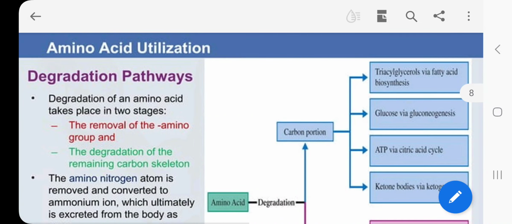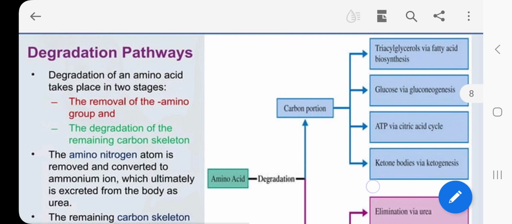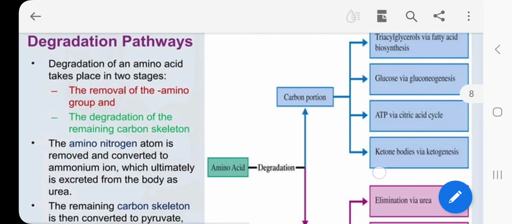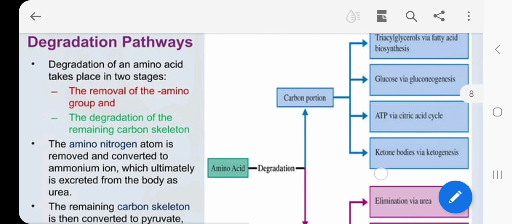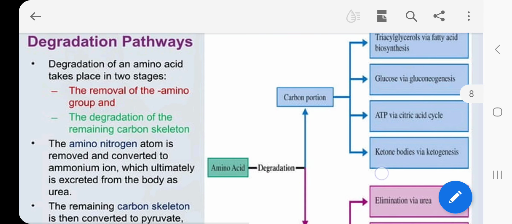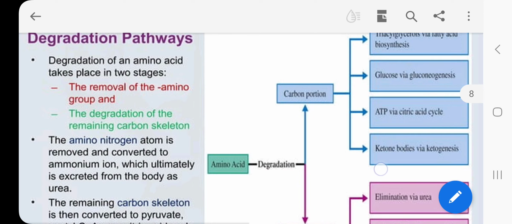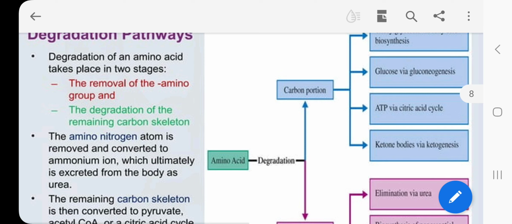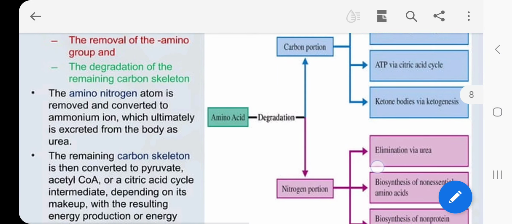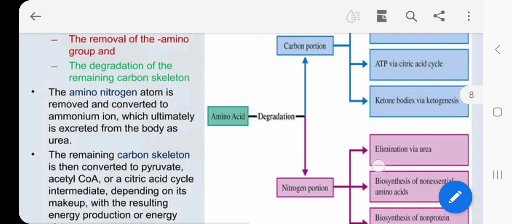Okay, so how do we utilize this exactly? We have here the presented degradation pathways. The degradation of an amino acid takes place in 2 stages. First, the removal of the amino group, and then the degradation of the remaining carbon skeleton. Because in our amino acid, there is an amino group, a carboxyl group, and a remaining carbon skeleton. Okay, the amino nitrogen atom is removed and converted to ammonium ion, which is ultimately excreted from the body as urea.